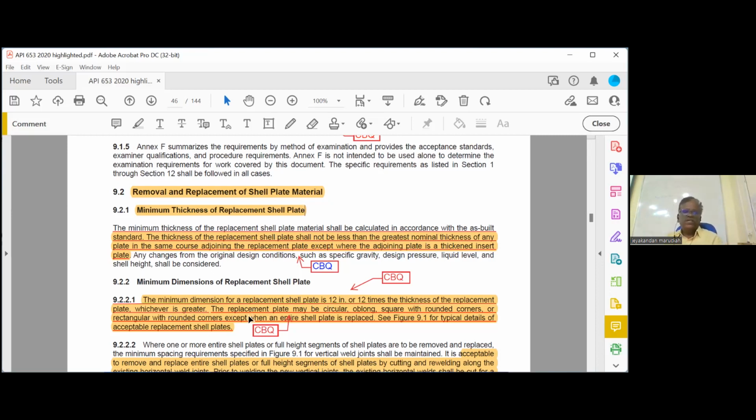Then the next one. The replacement plate may be circular, oblong, square with rounded corners or rectangular with rounded corners, except when the entire shell is replaced. That is a closed book question. Suppose you are cutting the entire shell, there is no need to round it because it will have a longitudinal and vertical joint.